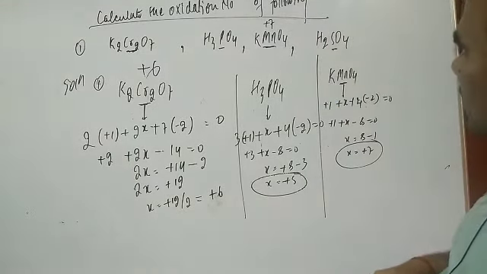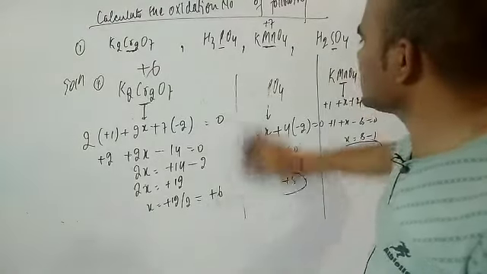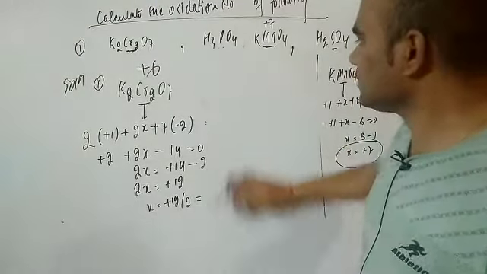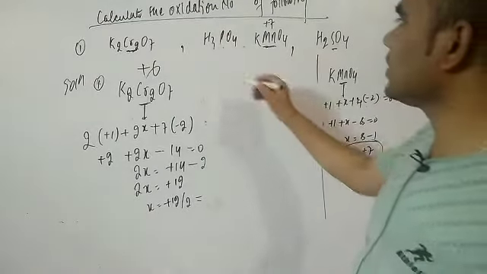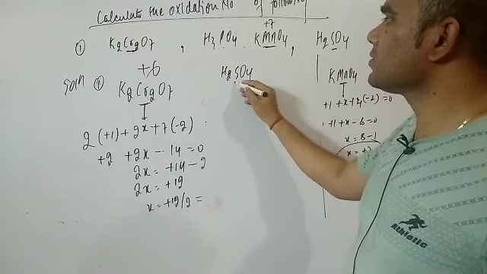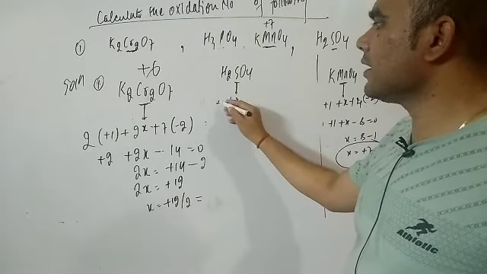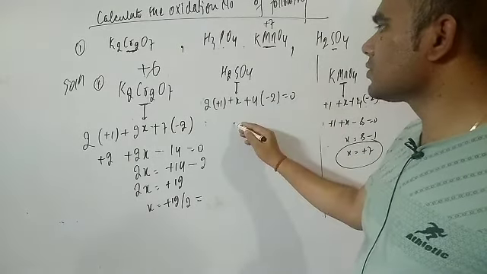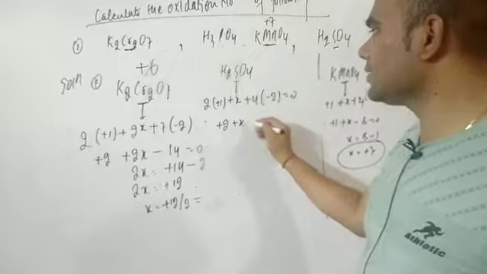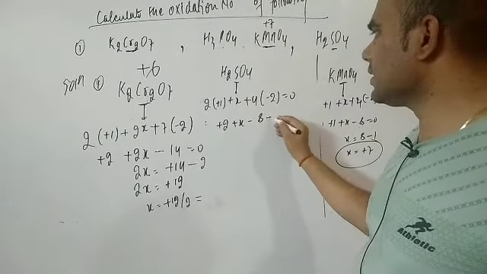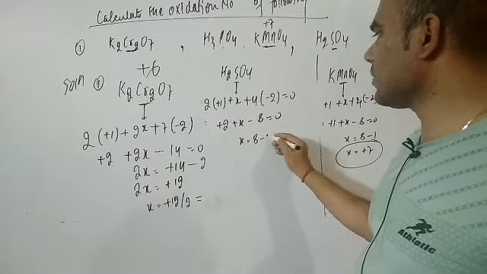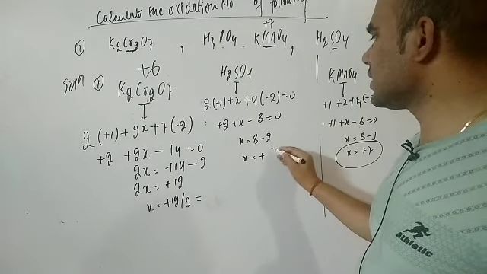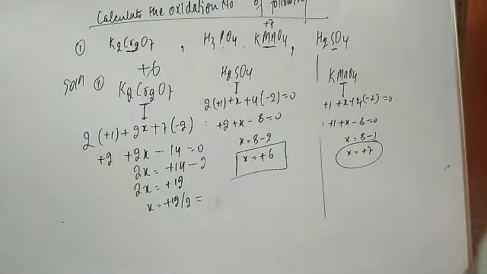Now let us move on to sulfuric acid, the sulfur in sulfuric acid. For H2SO4, sulfur is x. Hydrogen is +1 multiplied by 2 and 4 oxygens at -2, equal to 0. So +2 plus x minus 8 equals 0. So x equals 8 minus 2, that is +6. In the next video lecture, we will try to study the types of redox reactions.